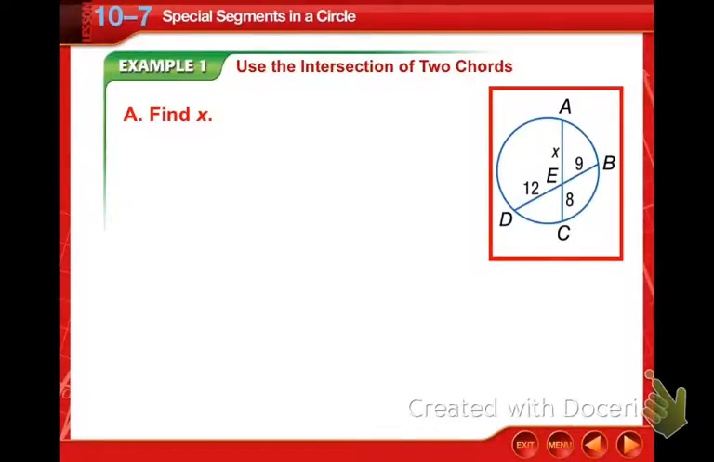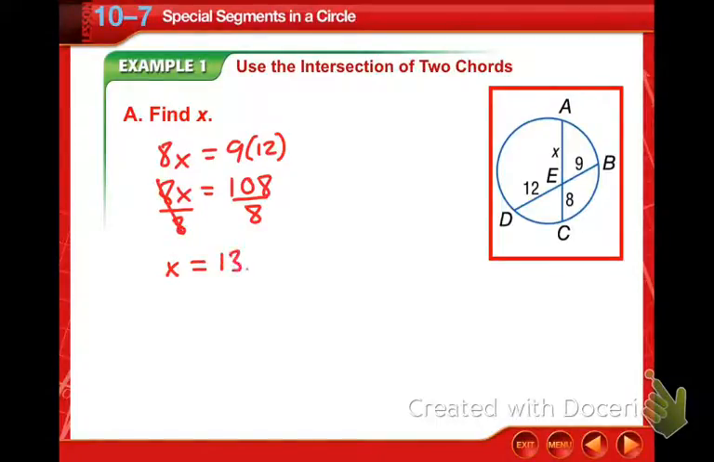So we have that the 8 and the x are on the same line, so that means we're going to multiply those together. So 8x. And the 9 and the 12 are on the same line, so we're going to multiply those together. So 9 times 12. So 8x is equal to 9 times 12, which is 108. And we divide by 8 on both sides. And 108 divided by 8 is 13.5. Fairly simple, I think.